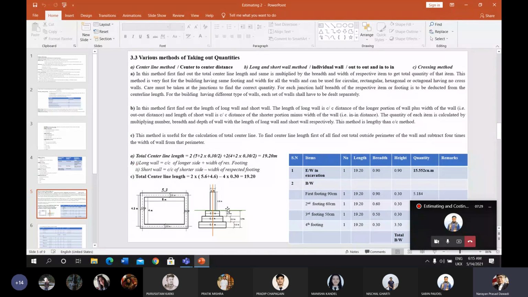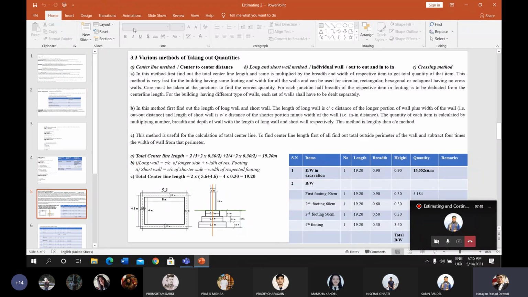The long wall length is the out to out distance from the longer side of the wall. The out to out distance of the longer side of the wall is called the length of the long wall, whereas the in to in distance of the shorter wall is the length of the short wall.